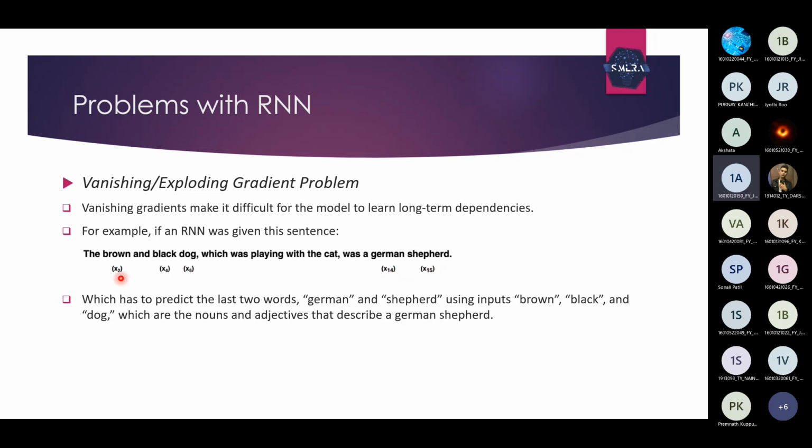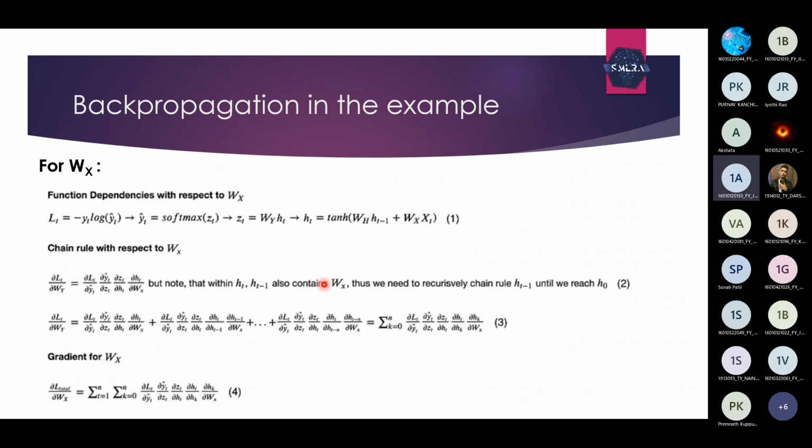So when you give x2, x4, x5, that is brown, black, and dog, as the input, and these words run through the RNN, there's a problem of short-term memory. The knowledge about brown, black, and dog is so little that it can't successfully predict that it is German Shepherd. It has more knowledge about the cat, the weight, playing, and so on. That's the issue Shubham was also trying to say. Anyways, we'll return to it.